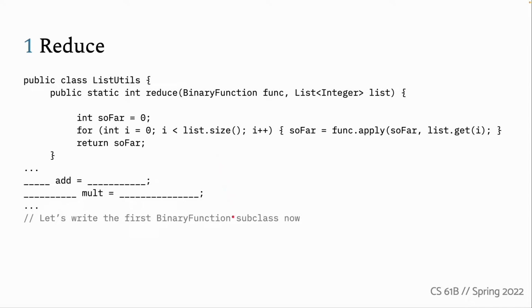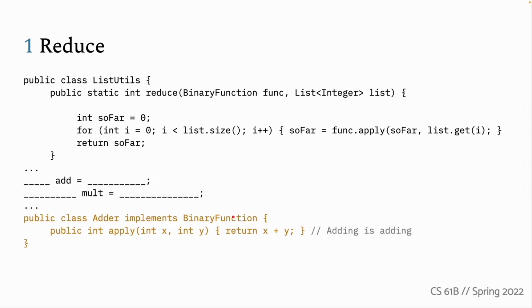Let's write our first binary function subclass. We could start with Adder. So in this case, we're just adding. So we have Adder implements BinaryFunction, and here we have our apply function, which is something that we have to implement, and it returns x plus y.